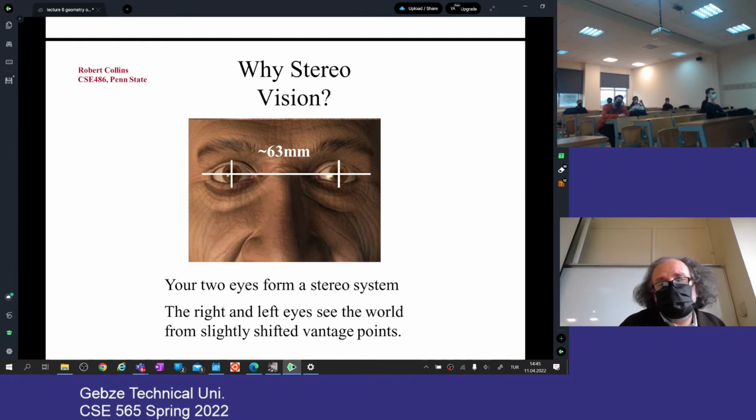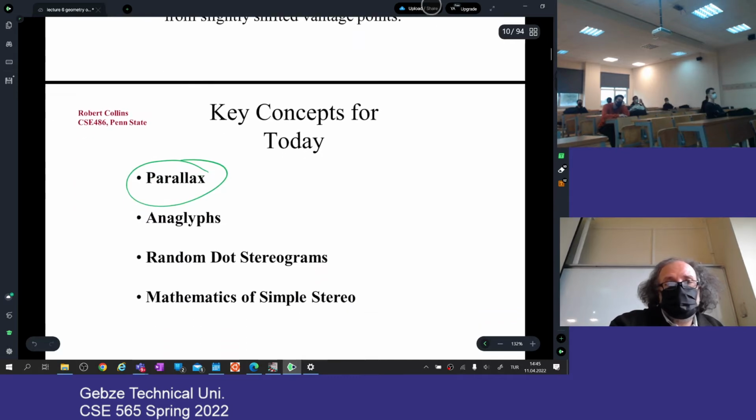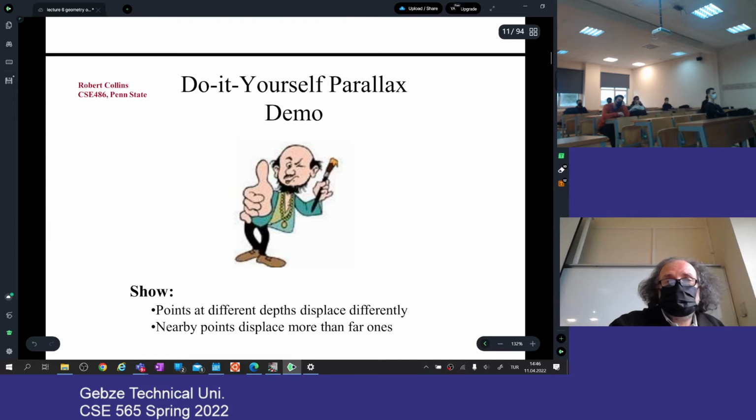Why stereo vision? The most familiar example for us is our eyes. We normally have two eyes, and with left and right eyes we see the world from different points. People have realized this and did lots of experiments about it. They invented some toys about it, and we are kind of amazed about seeing the world from two different angles. We call this parallax. Parallax is your view change from left eye to right eye.